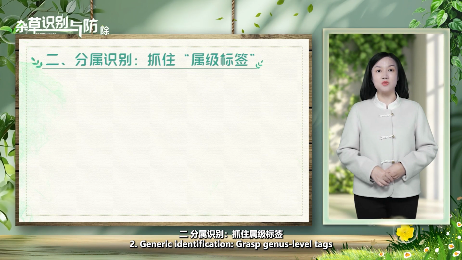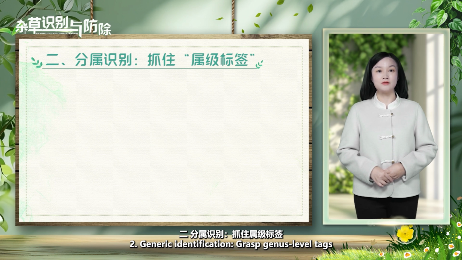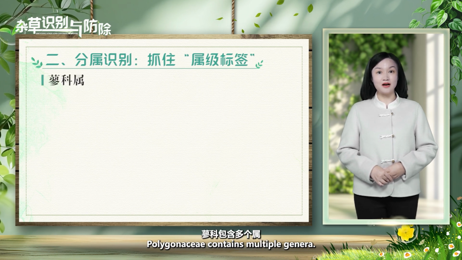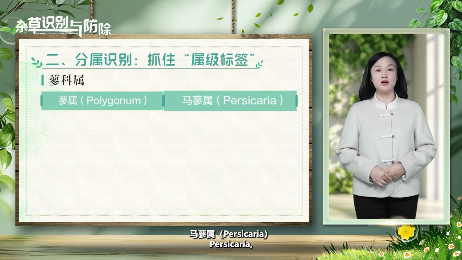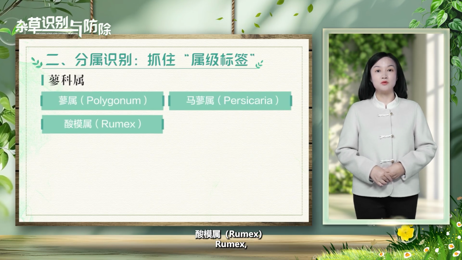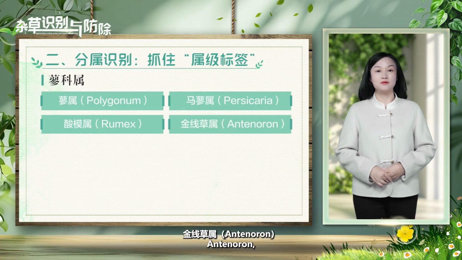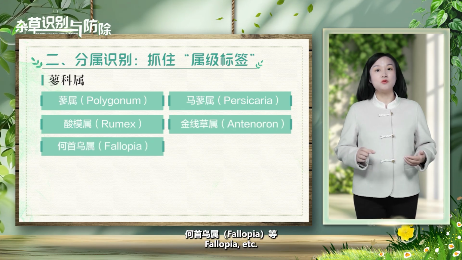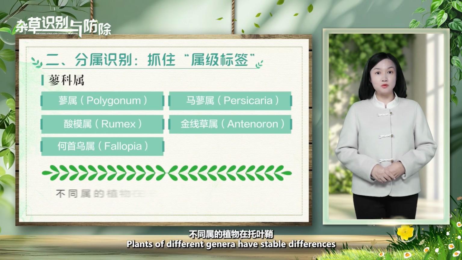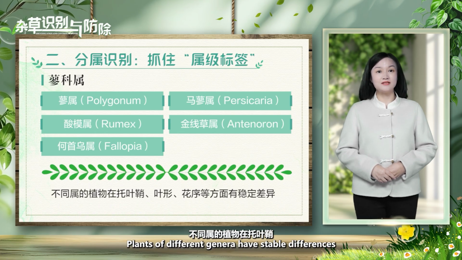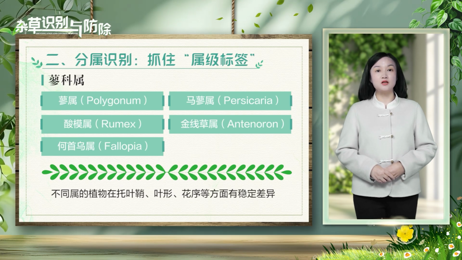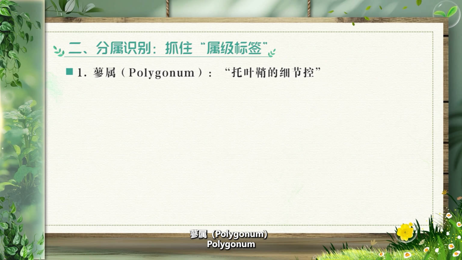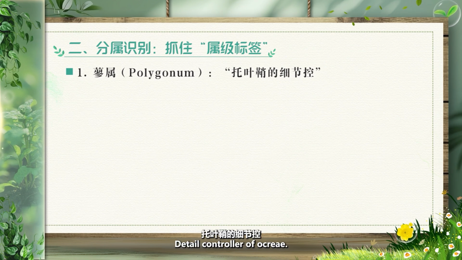2. Generic identification. Grasp the genus. Polygonaceae contains multiple genera. Common ones include Polygonum, Persicaria, Rumex, Antenoron, Fallopia, etc. Plants of different genera have stable differences in ochrea, leaf shape, inflorescences, etc., which are key to generic separation. Polygonum, the detail controller of ochrea.